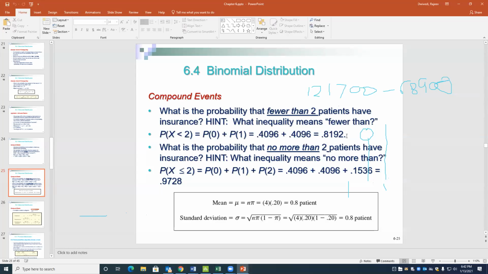So now, what is the probability that no more than 2% have insurance? Means it is asking up to 2. So just put x equal to 2. It is not asking no more than 2, means up to 2. So these wordings are important. What is the mean of this? N pi, which is 4 multiplied by 0.2, which is 0.8. Standard deviation is also 0.8.